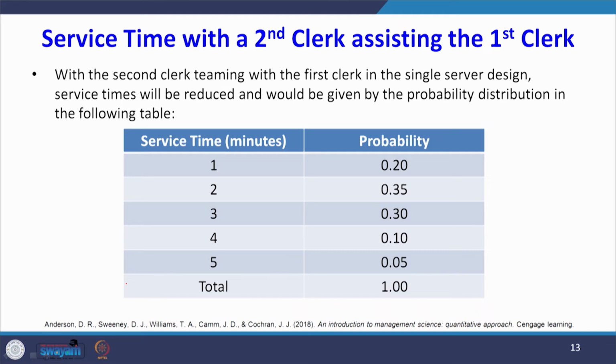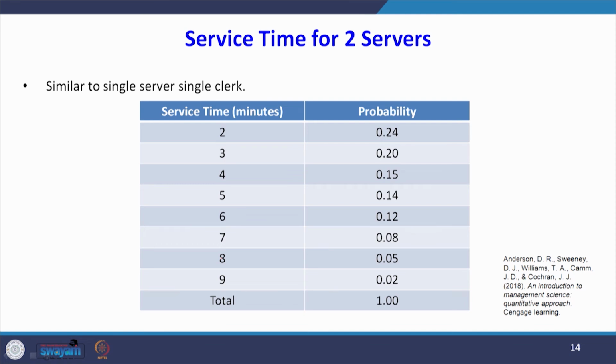Now, service time with the second clerk assisting the first clerk. With the second clerk teaming with the first clerk in the single server design, service time will be reduced and would be given by the probability distribution in the following table. You see that now the service time is decreased when there are two clerks assisting a single server. So, maximum service time is only 5 minutes. When there are two servers, that means two cars enter at a time, but with a single clerk each, the service time is again 2, 3, 4, and there is a possibility of 9 minutes also. This problem is taken from the book by Anderson et al.